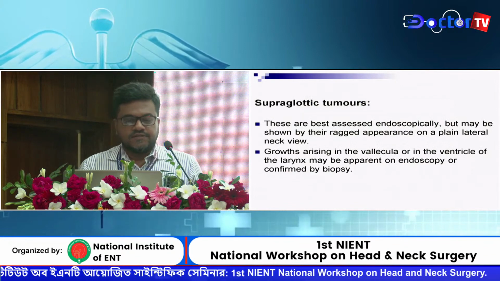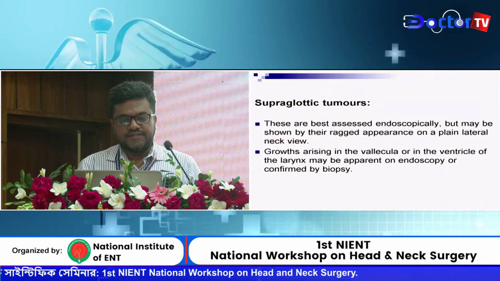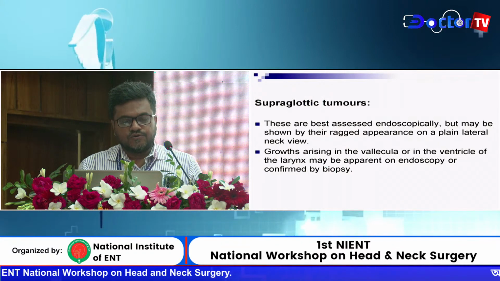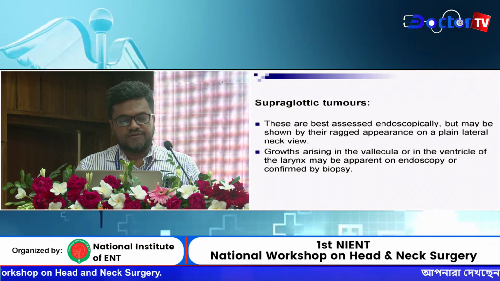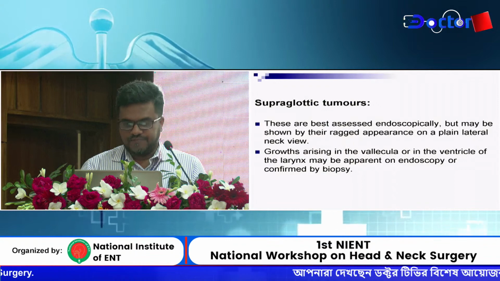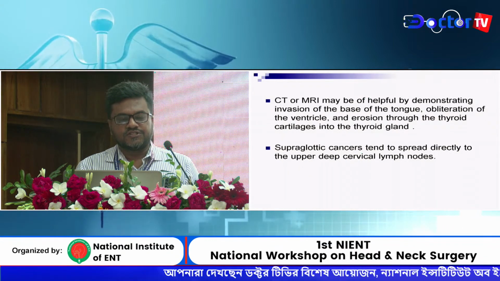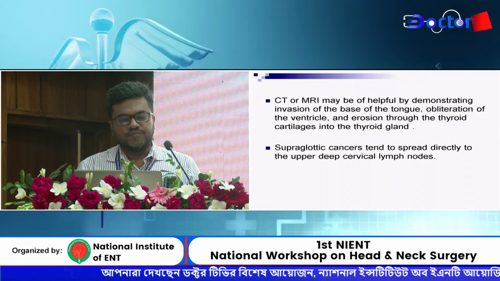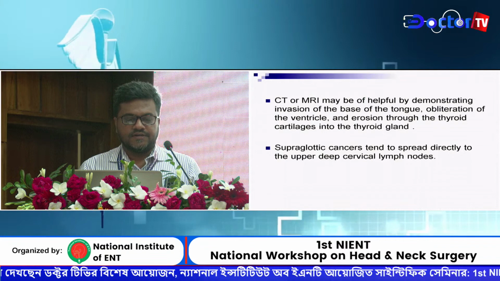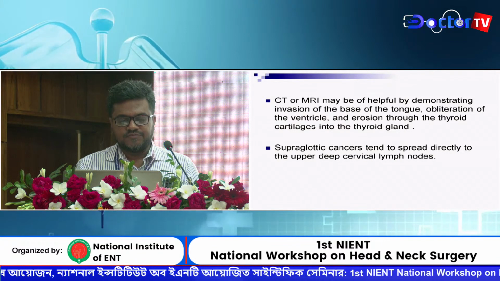Supraglottic tumors are best assessed endoscopically, but may be shown by their ragged appearance on the plain lateral radiograph. Growths arising in the vallecula or in the ventricle of the larynx may be apparent on endoscopy or confirmed by biopsy. CT or MRI may be helpful by demonstrating invasion of the base of the tongue, obliteration of the ventricle, and erosion through the thyroid cartilage into the thyroid gland. Supraglottic cancers tend to spread directly into the upper deep cervical lymph nodes.